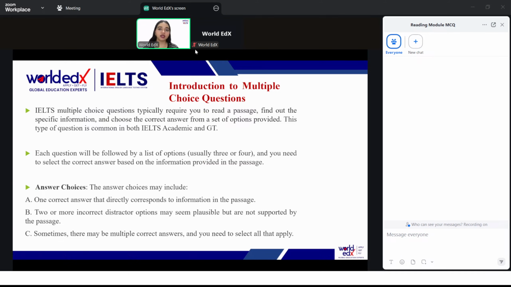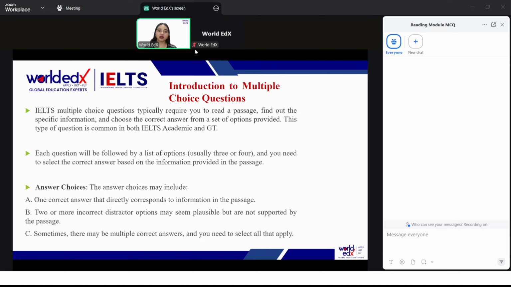So when we talk about the introduction to multiple choice questions, in this particular kind of question, you will be required to read a passage, find specific information, and choose the correct answer from the set of options given. Sometimes you will choose two options out of six, and sometimes when there are four options, you have to choose only one. This type of question is commonly associated with both IELTS Academic and General Training.